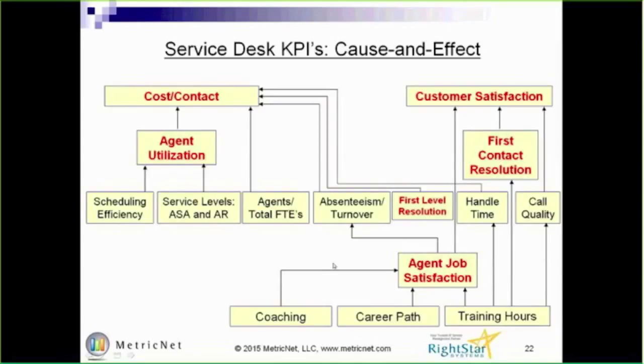If we put it all together, we have a similar cause and effect diagram. The metrics in red represent the ones that are on the short list of the key performance indicators that really matter. But once again, understanding how these metrics are connected, interconnected and interrelated is a very powerful concept because this can help you identify what to focus on. If you're trying to drive a higher quality customer experience, what do you focus on? Look at FCR, look at job satisfaction. If you're trying to reduce costs, what do you focus on? Agent utilization and secondarily, your service levels.